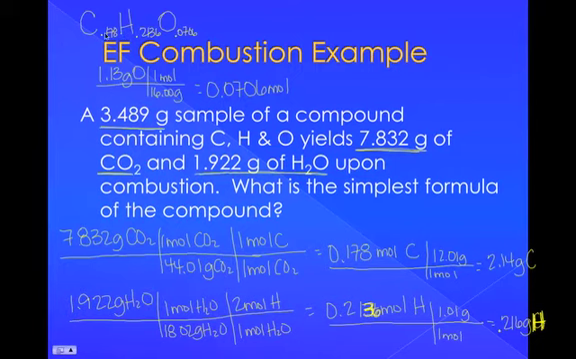But of course, I can't have a formula written like this. So to get it into the simplest whole number ratio, I'm going to take all 3 of these and divide them by the smallest one, which is the 0.0706. 0.178 divided by 0.0706 is going to give me C2.5. 0.2136 divided by 0.0706 is going to give me H3, and then of course O becomes 1. Can't have a 2.5, so take this whole thing, multiply it by 2, and my final formula is C5H6O2.